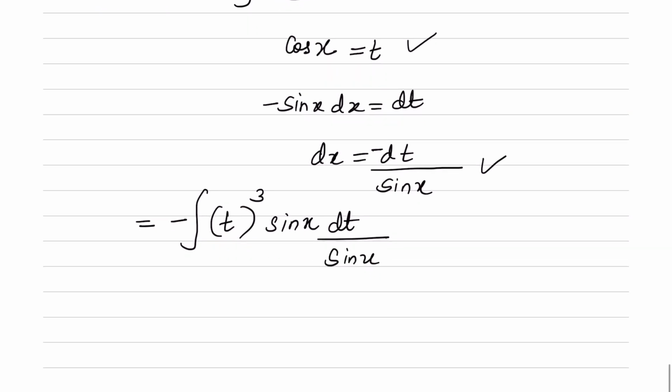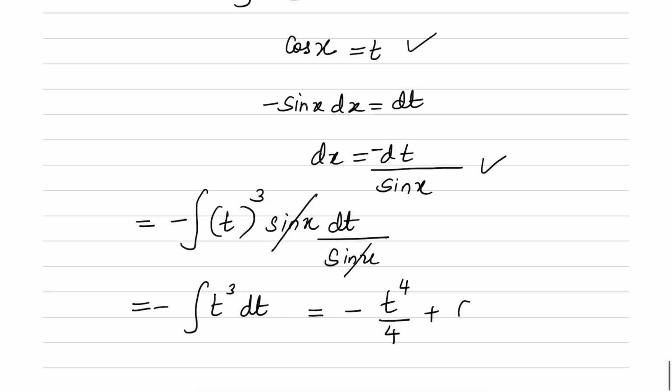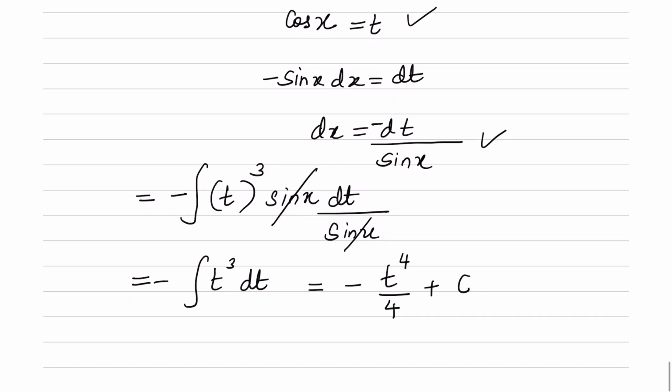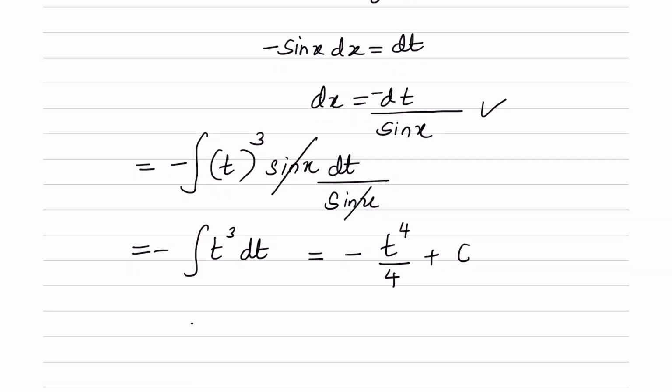Let's simplify this integral. Sin x cancels out with this sin x, giving minus t cube dt, and we can solve this simple integral by the power rule of integration, which gives us t power 4 by 4 plus some constant. But t was taken to be cos x, so we have minus cos x to power 4 divided by 4 plus c. So this is how we solve integrals by the method of substitution.